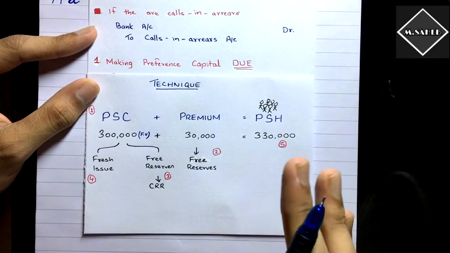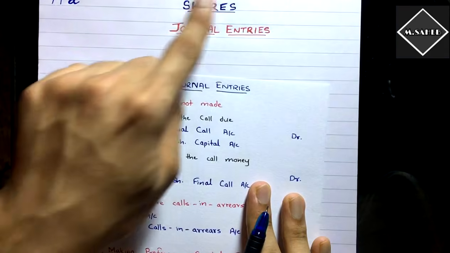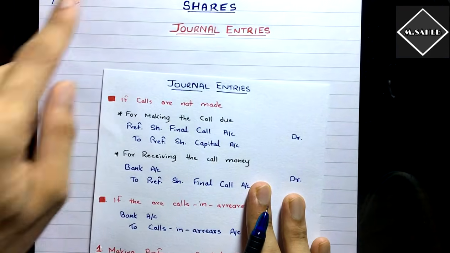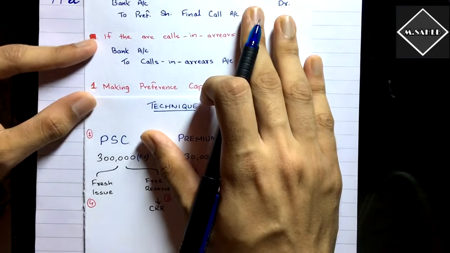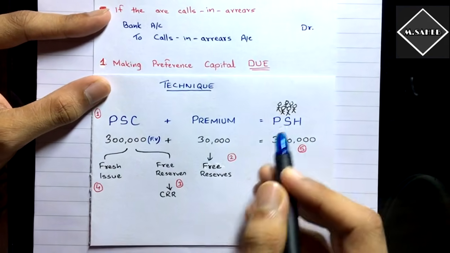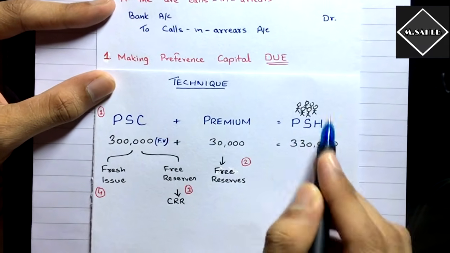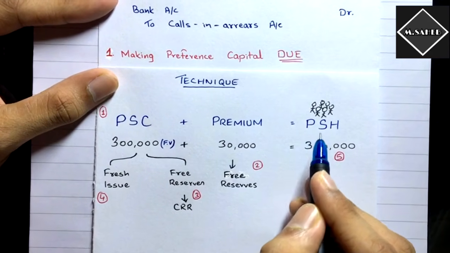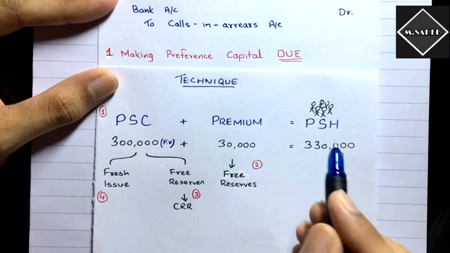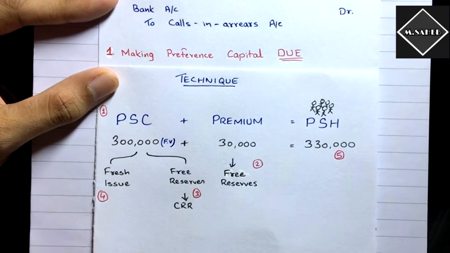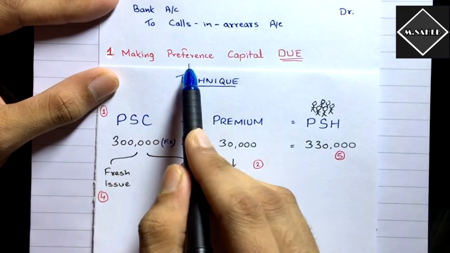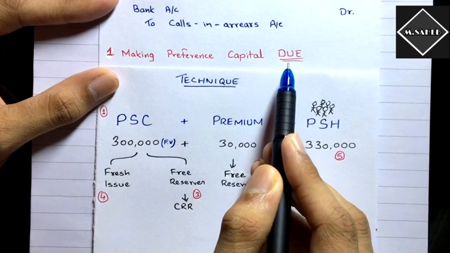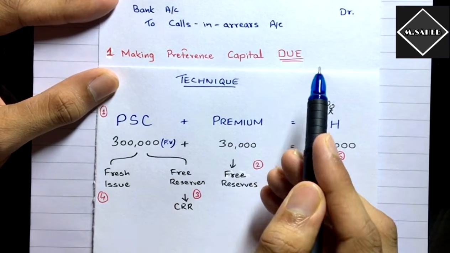See, it's very simple. What are we doing over here? Here we are repaying the preference shareholders, right? We are doing a redemption of preference share capital. So we have to pay these guys. At first we have to accept as a company that we have to pay them, and we have to make an entry for that. That entry is called making preference capital due. Due for what? Due for redemption. We have to pay them.